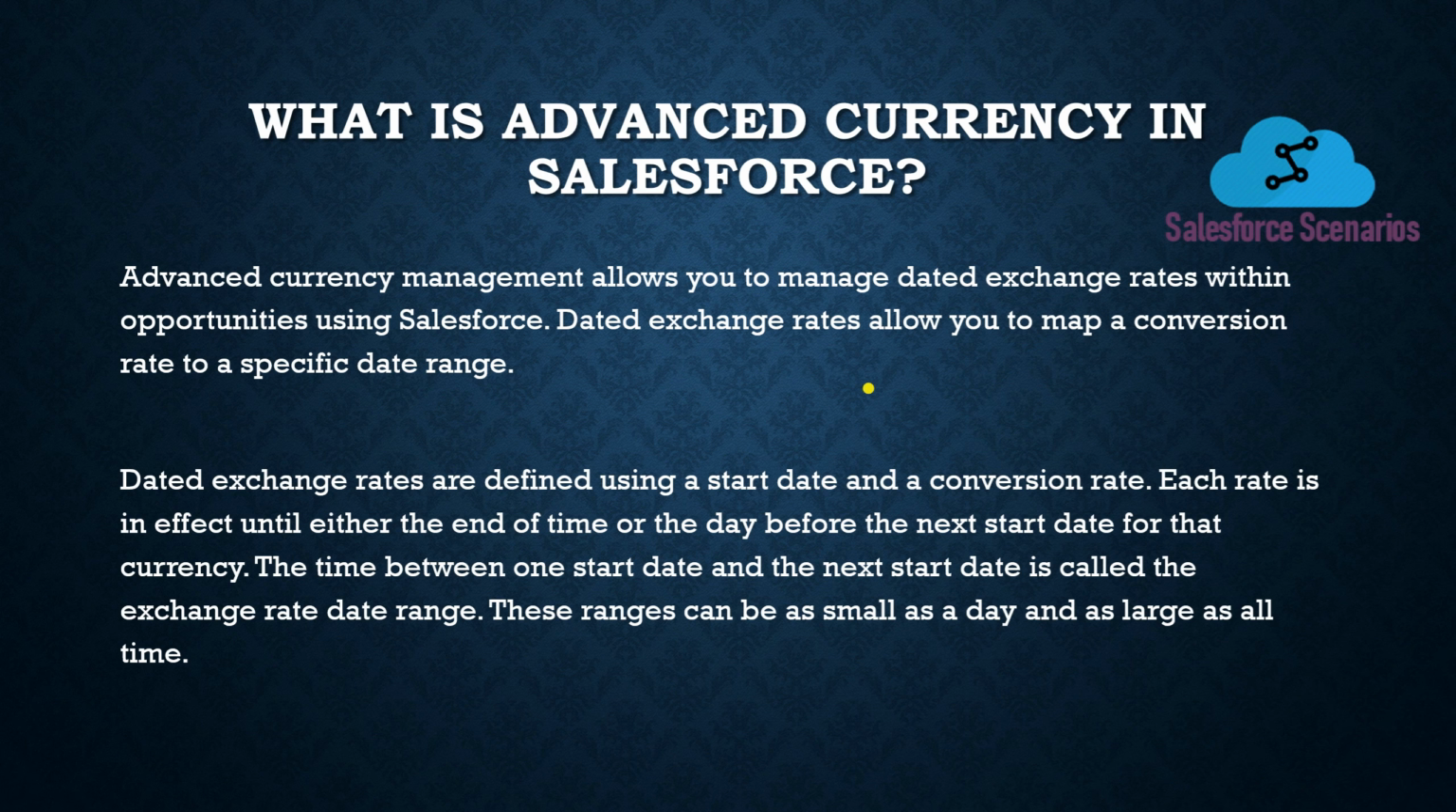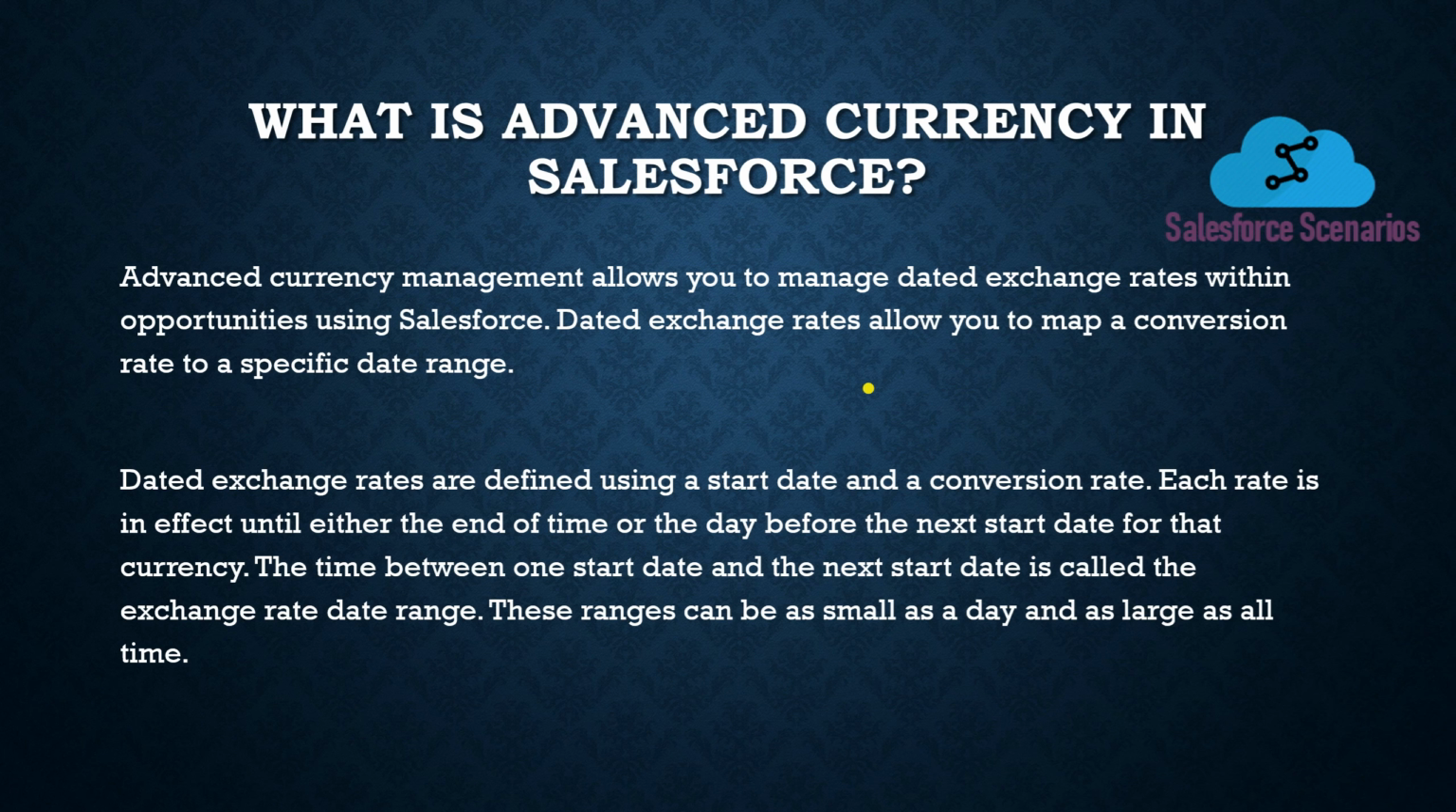Dated exchange rates are defined using a start date and a conversion rate. Each rate is in effect until either the end of time or the day before the next start date for that currency. The time between one start date and the next start date is called the exchange rate date range.